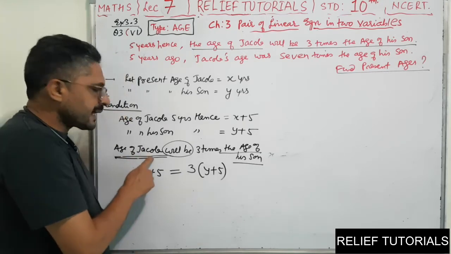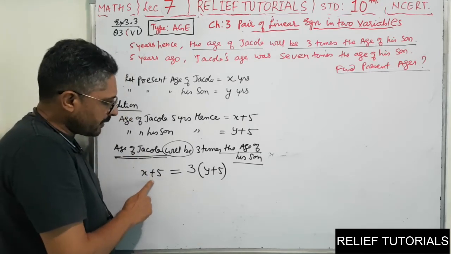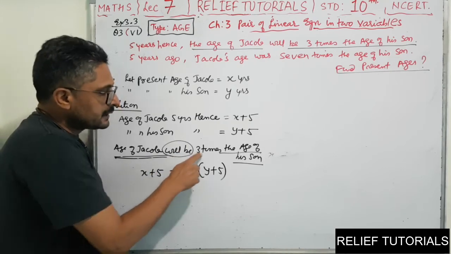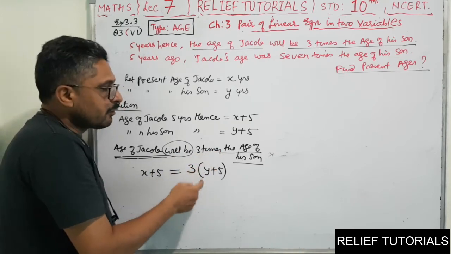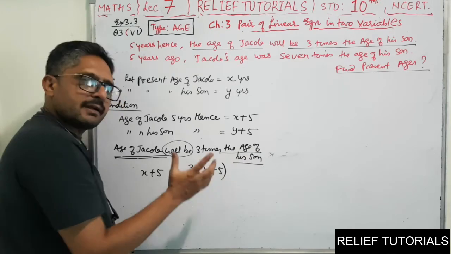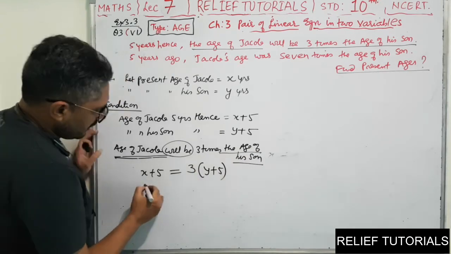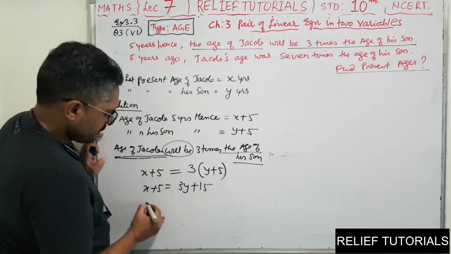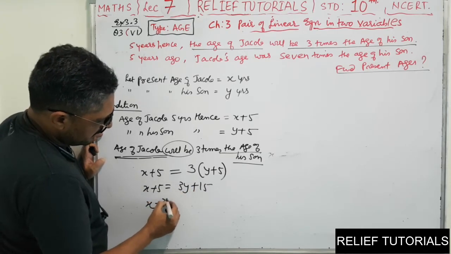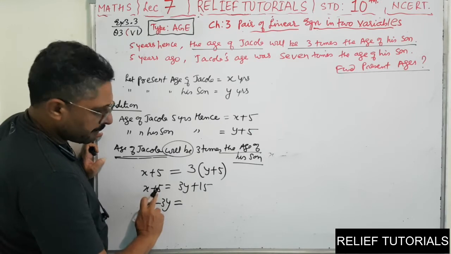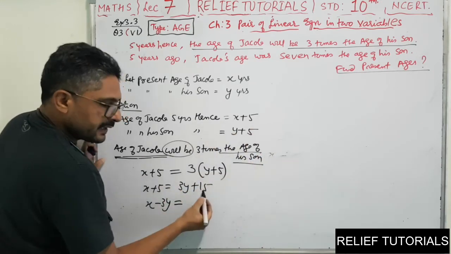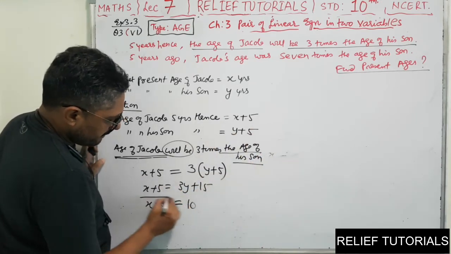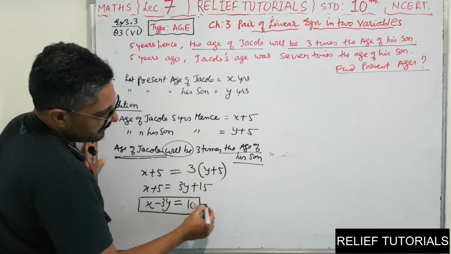Easy. See, age of Jacob 5 years hence. So that is x plus 5. Will be, that is equal to 3 times, means multiply by 3. What? The age of his son. Age of his son is y plus 5. Simple. So now x plus 5 is equals to 3y plus 15. So I can say x minus 3y is equals to 15 minus 5 goes on other side. 15 minus 5, you will get 10. So this is the equation 1.